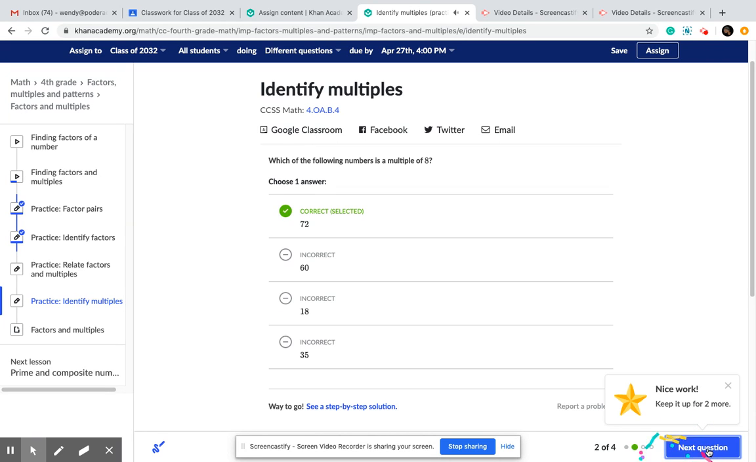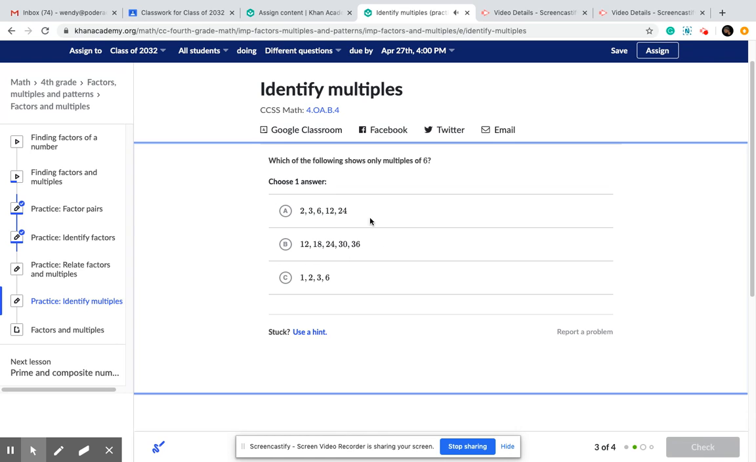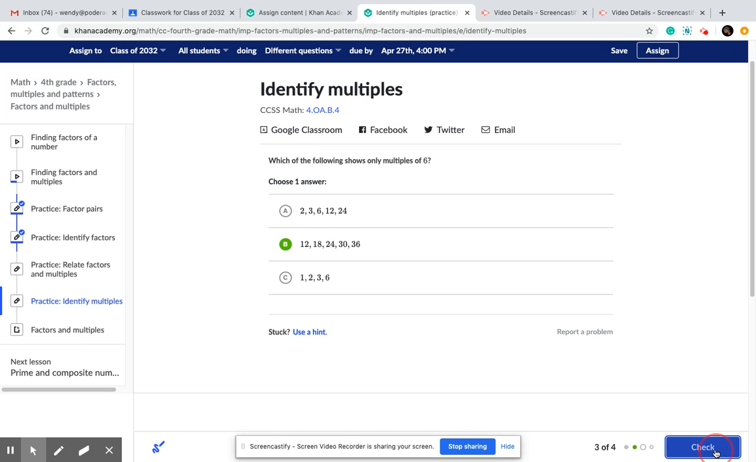Let's see. I am correct. Let's see the other one. Which of the following shows only the multiples of 6? Let's see. 2, 3, 6, 12, 24. I don't think so. Only the multiples of 6. 12, 18, 24, 30, 36 or C? No, right? It will be B, right?